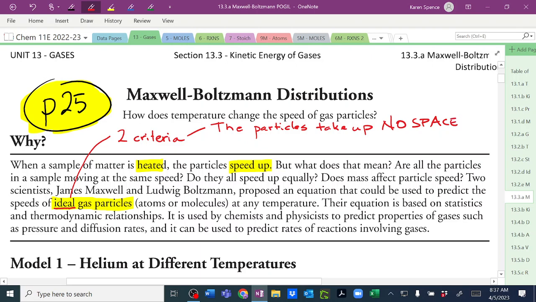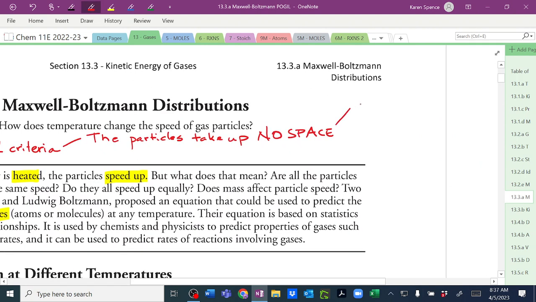So if you have a teeny tiny gas like helium, it's going to be closer to ideal than a large gas like methane. Okay, so helium is more ideal than methane. This is bigger. Okay, H. There we go.